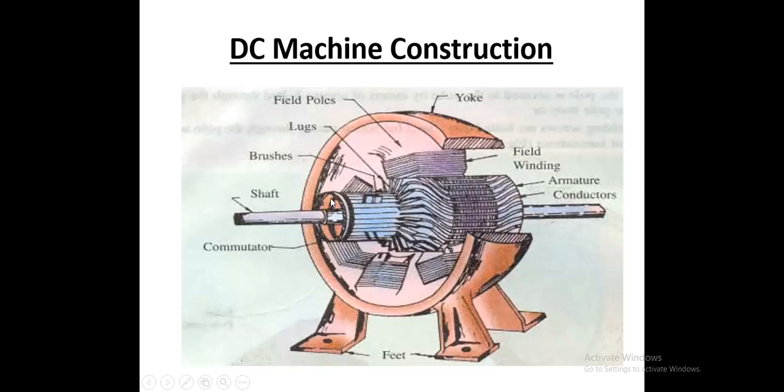Can anyone tell me why we connect bearings in the motor? What is the importance of bearings in any motor, especially in the DC motor? Specifically because we are discussing the DC motor, but in almost every kind of motor we connect bearings. So why are bearings an important part of the DC machine, and where do we connect bearings in the DC motor? Can anyone tell me?